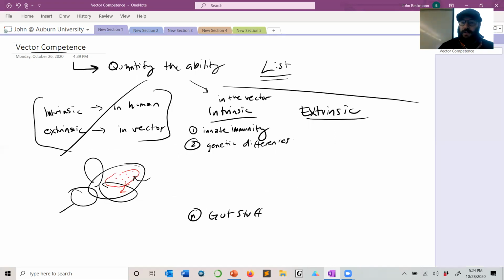Okay, so in terms of extrinsic factors, it's technically in the tsetse fly, so we could split hairs about where this technically goes, but it's not in the tsetse fly genome. So I would say this is kind of extrinsic in the sense that the pathogen genotype is going to have an impact on vector competence. Okay.